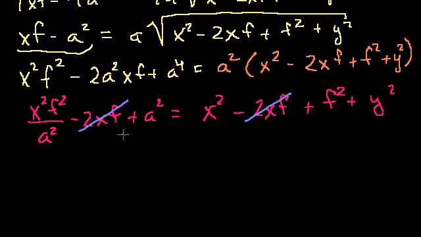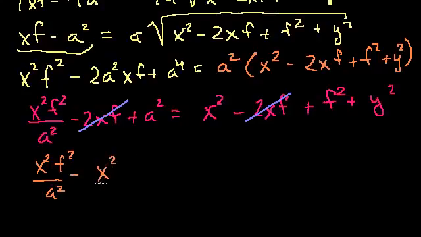And let's see. What we could do is subtract this x squared from this. So you get, let me rewrite it. So you get x squared f squared over a squared minus x squared. And let's bring this y to this side of the equation too. So minus y squared. That's all I did. I just brought that to that side.